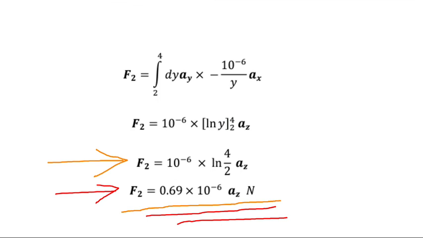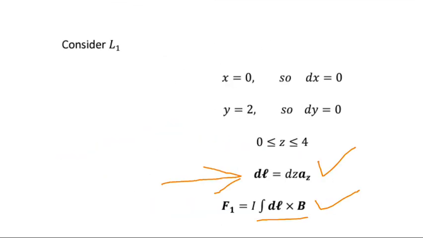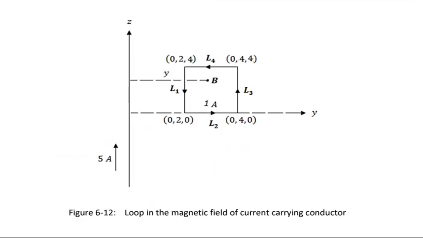Now let us consider L3. We consider figure number 6.12 and we consider L3. If we focus on L3, you see x is 0, dx will be equal to 0. Y is 4 along L3. Y is not changing, it is constant, which is 4. So definitely dy will be equal to 0. Only z is changing, and z is changing from 0 to 4.